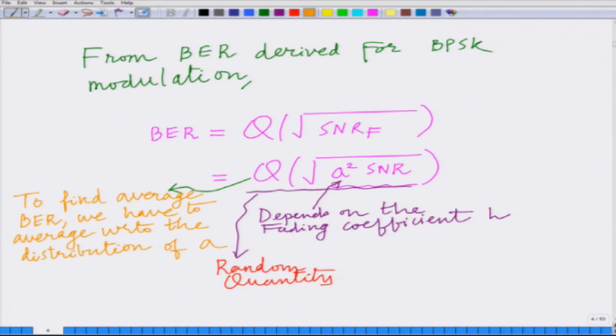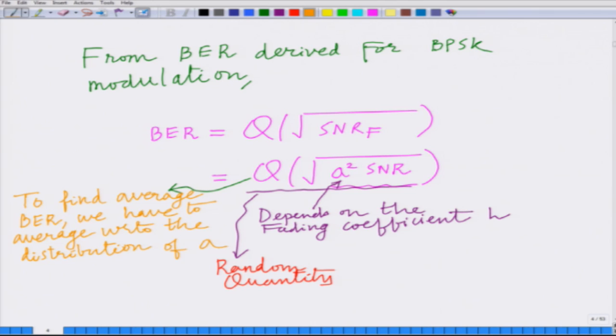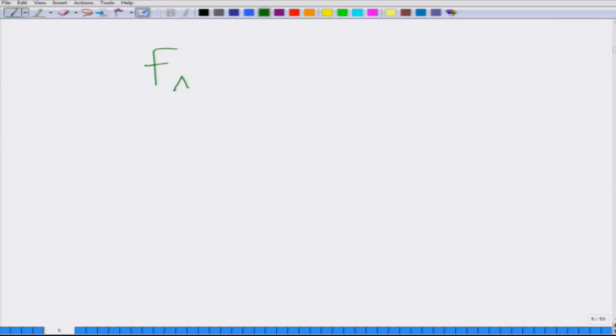We have to take this function, because this function is a random quantity, because it depends on the random channel amplitude, that is A, right. So, this is random in nature. Therefore, to find average bit error rate in this fading channel condition, one has to average this expression with respect to the distribution of the fading channel coefficient amplitude A. And we already know that the distribution of A, that is the fading channel amplitude, follows the Rayleigh distribution. You can look at the previous modules, this is given as 2a e to the power of minus a square.